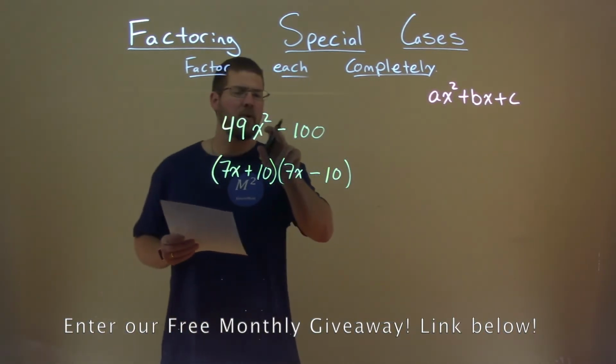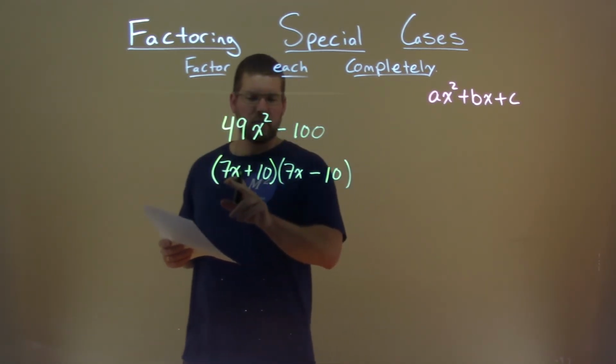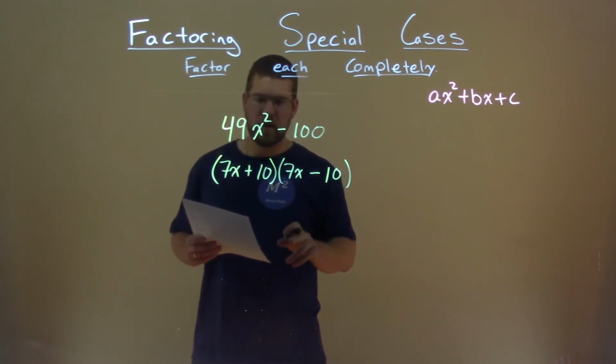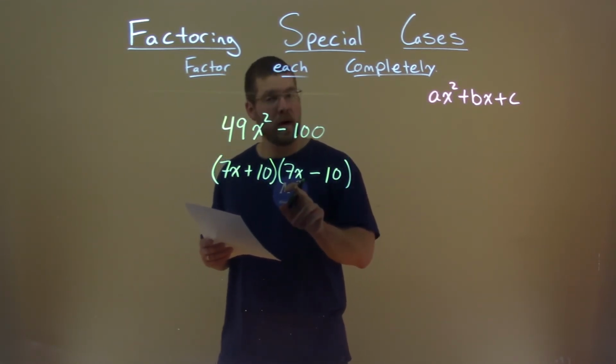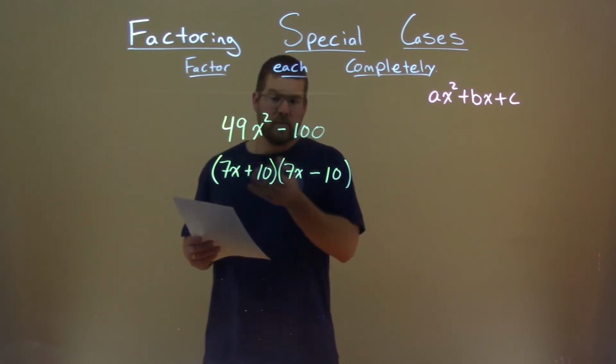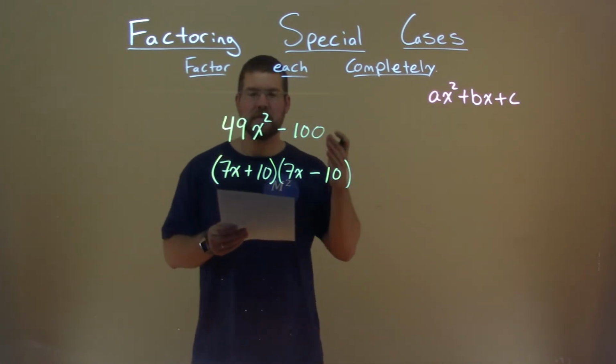Well, they have no b value here. B is 0. But notice, the way we have it set up here, 7x times a negative 10 is a negative 70x. 10 times 7x is a positive 70x. Add them together, we get 0. And so this is our final answer, 7x plus 10 times 7x minus 10.